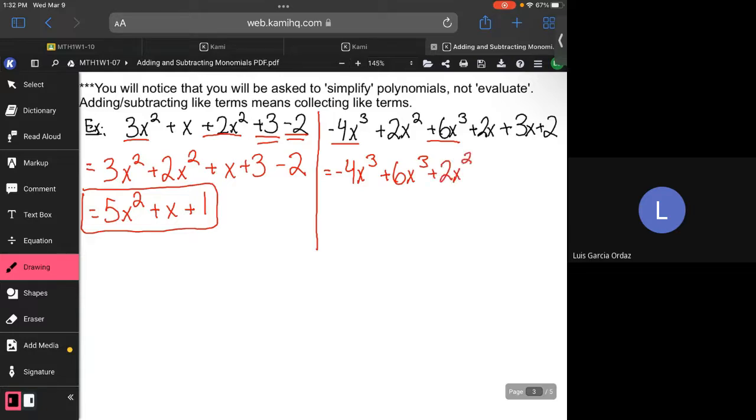What's my other pair of like terms? Okay. And then the 2 is by itself. So what does this simplify into? Now that we've collected our like terms, add and subtract them. Let's see.